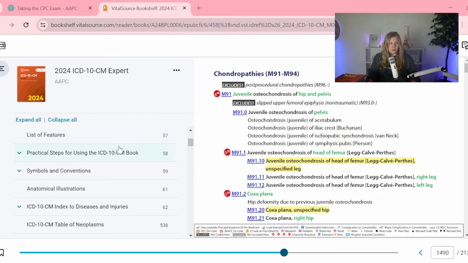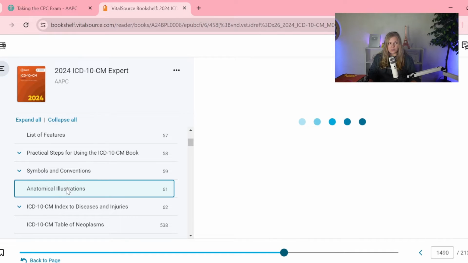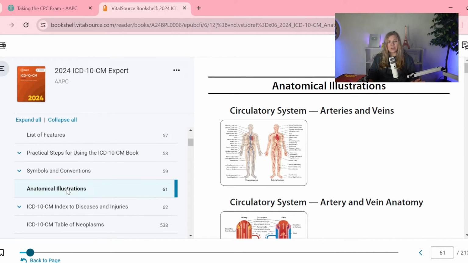Now, for the ebooks, you can scroll right through your table of contents and see the anatomical illustrations. So for my edition, it starts on page 61. And again, this is the AAPC edition. Depending on what edition you're using, they may or may not have anatomical illustrations. If it's a cheaper version, they might not include them.